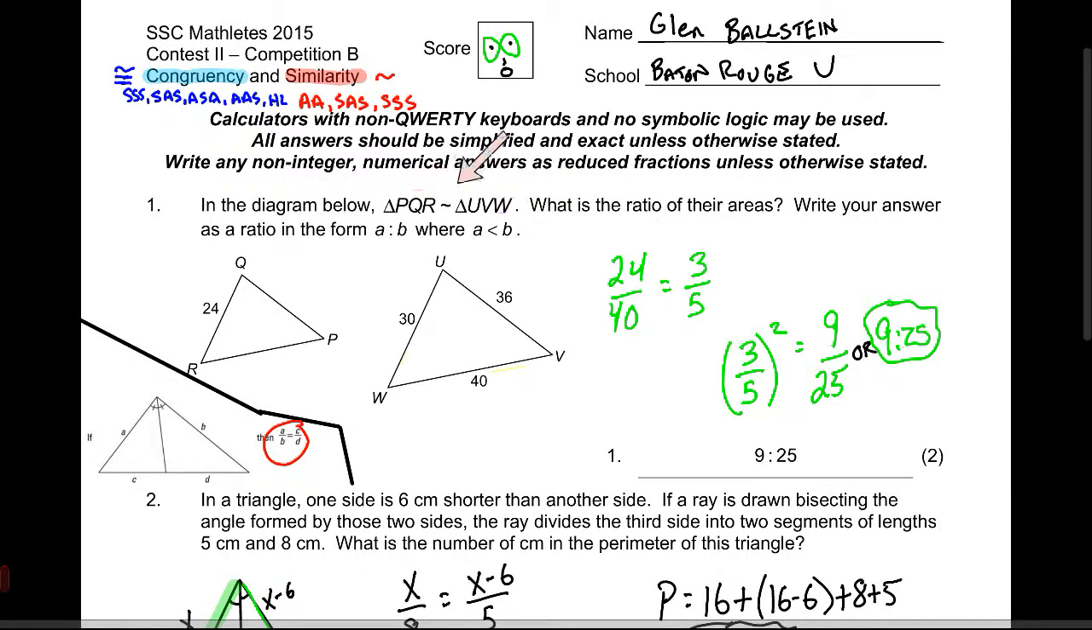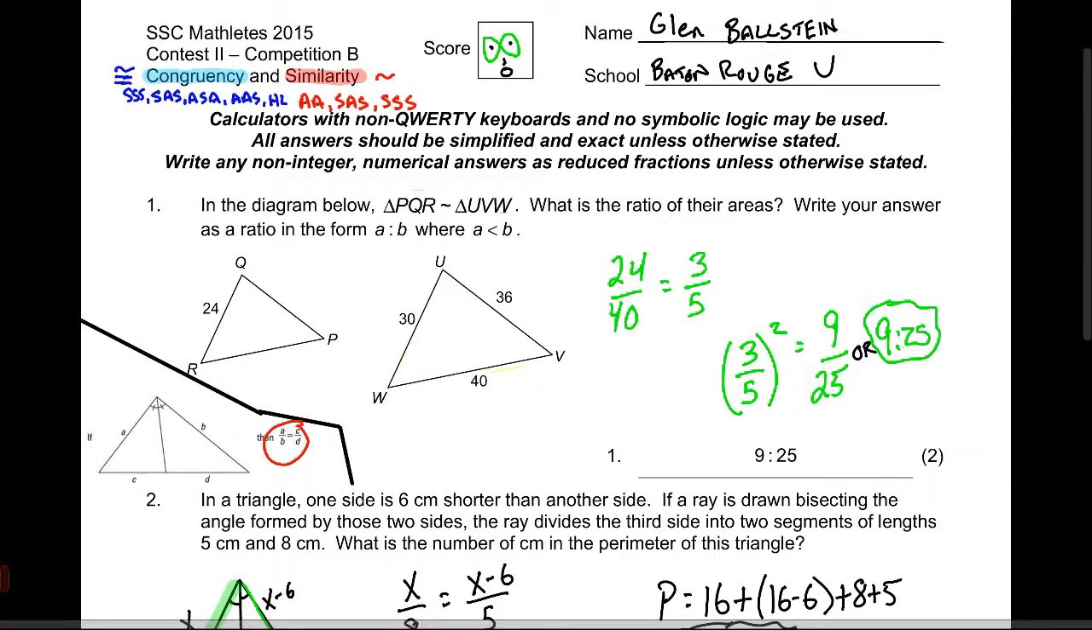Remember, just from this, you know 6 things. You know 3 sets of corresponding sides, and you know 3 sets of corresponding angles. So what are those again? Well, angle P corresponds with angle U, so I know those two got to be the same measure. Angle Q corresponds with angle V, and angle R corresponds with angle W.